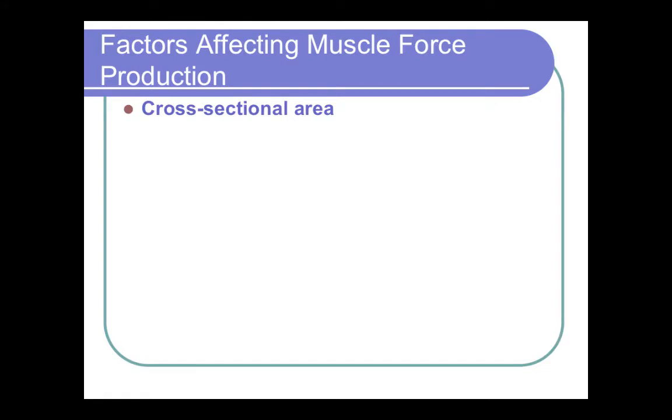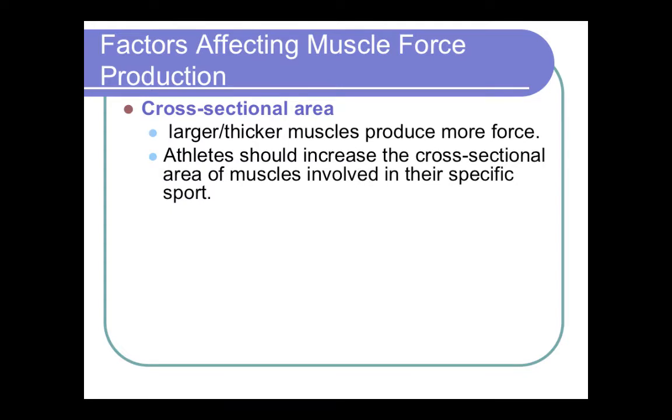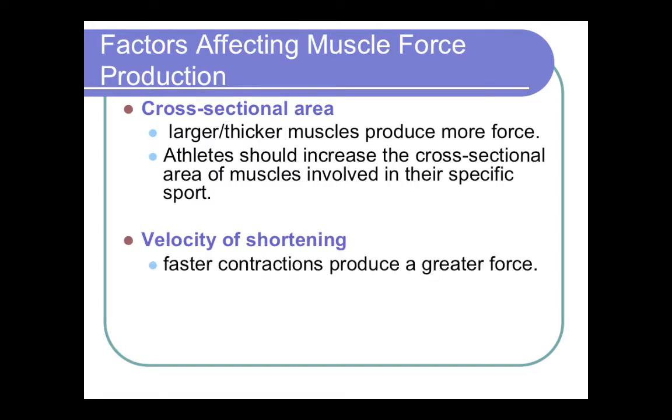Then we have cross-sectional area. So a larger, thicker muscle produces more force. You cut that muscle in half, you measure the diameter, the bigger one is giving you force. And that's why when we look for strength, we're also looking for size. Athletes should increase the cross-sectional area of muscles involved in their specific sport. Have you ever looked at a pitching arm versus their other arm? Bigger, thicker, more force.